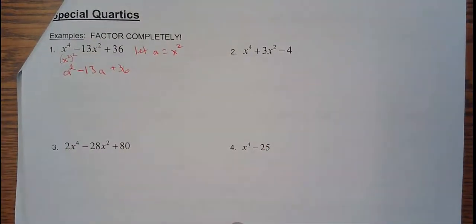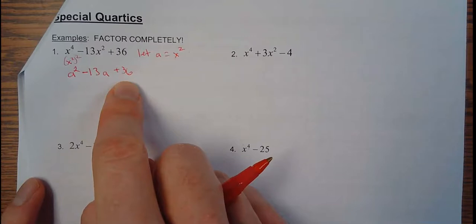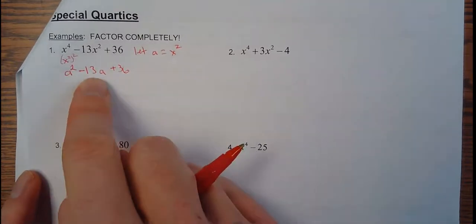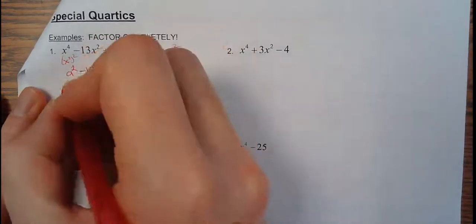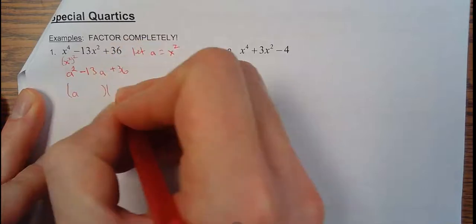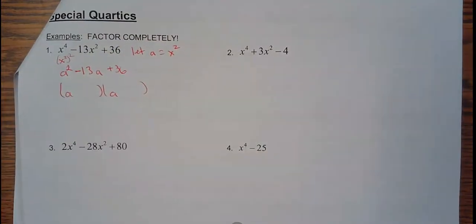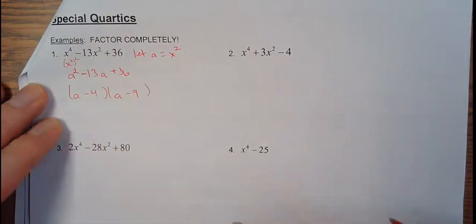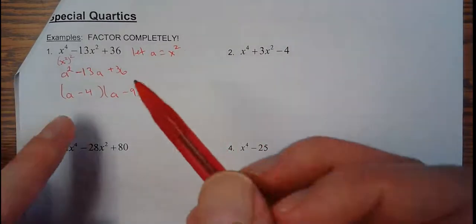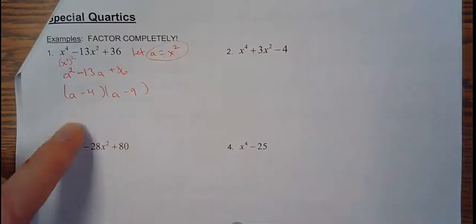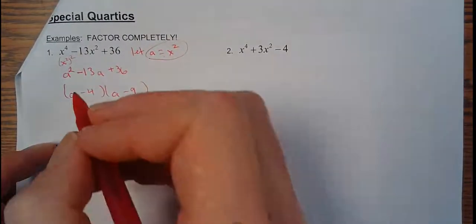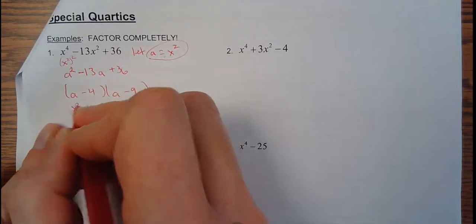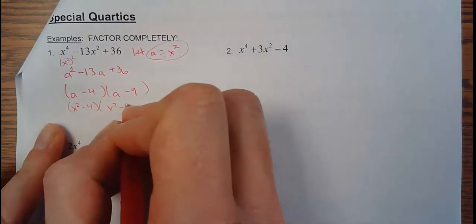And now if I said factor this, I bet a lot of you could factor that. Okay, it's a squared minus 13a plus 36, because now it's just two binomials. What two numbers multiply to give you 36, add to give you negative 13? On this one it'd be negative 4 and negative 9. And now let's plug that back in. Let's let a equal x squared. So wherever I see an a, I'm going to put x squared back in its place. So x squared minus 4, x squared minus 9.